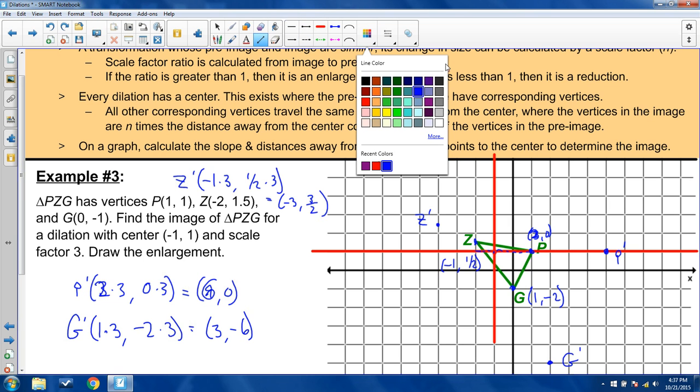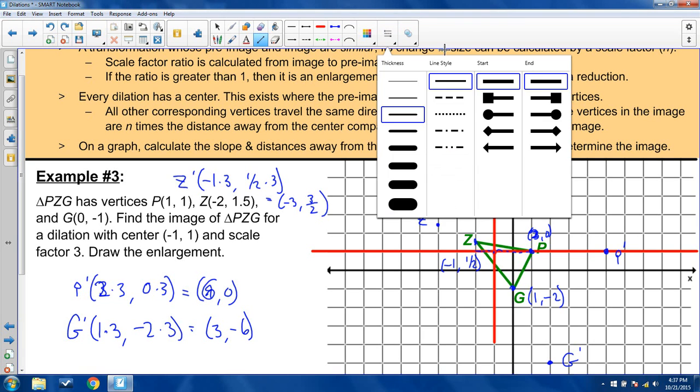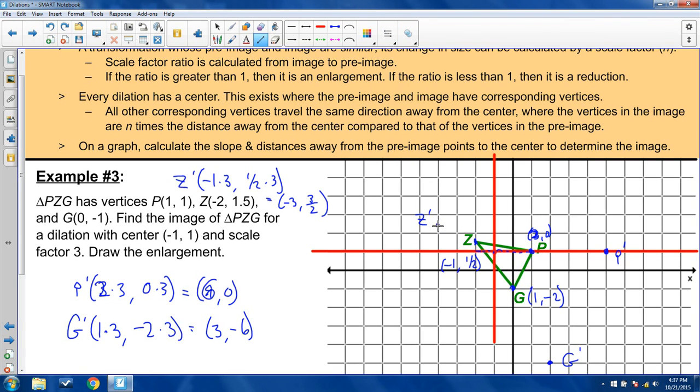This is your last example. Z prime to P prime, like so, and Z prime to G prime, and G prime to P prime. And as you can see, this was a growth not from the origin. No, if this was a growth from the center, 3 away would have been right here. 3 away, I'm just showing you, would have been right here, and 3 away would have been about right there.